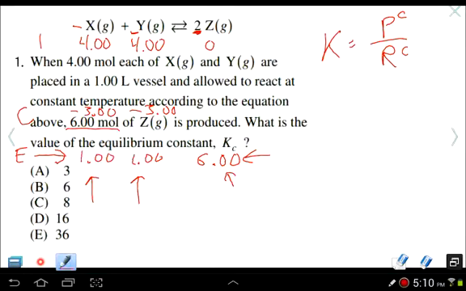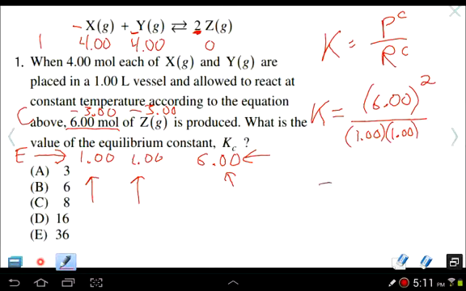And then we can plug this into the equilibrium constant. Our product is 6.0. Now remember, the coefficient goes up top, so we have 6.00 squared, and at the bottom we have 1.00 times 1.00, which essentially gives us 6 squared, which is 36. So E is the answer here.